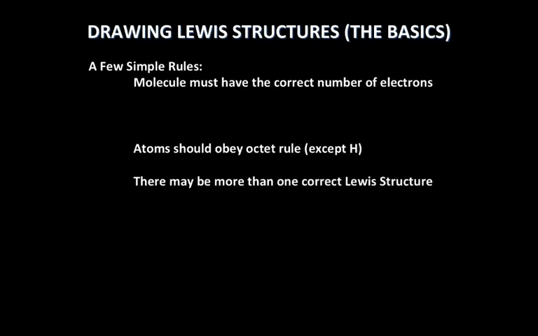And there might be more than one correct Lewis structure. If there is, fine, that's no big deal, and we'll talk about those molecules when they come up. So, right number of valence electrons, atoms obey the octet rule, and there may be more than one correct Lewis structure.